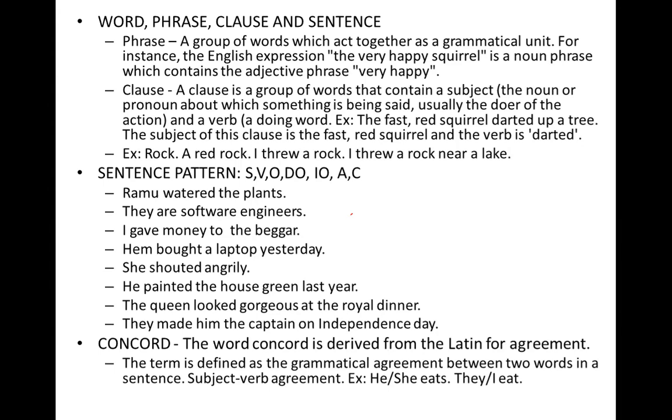Ramu watered the plants. So Ramu is the doer. Watered is the action. The plants are the beneficiaries of the action. The effect of the action is on the plants. So they become O. So SVO is the pattern for the first sentence. Would anyone like to try the second one? SVC, ma'am. SVC. Very good. Third one.